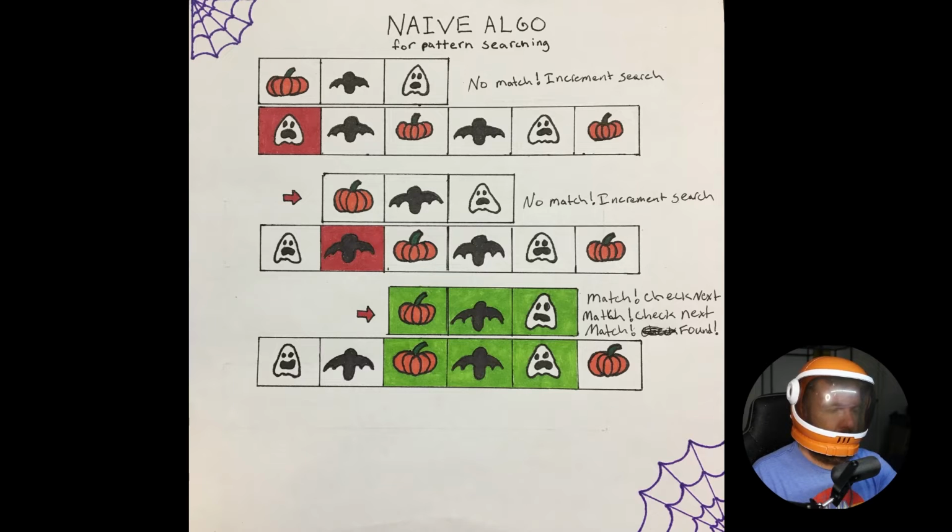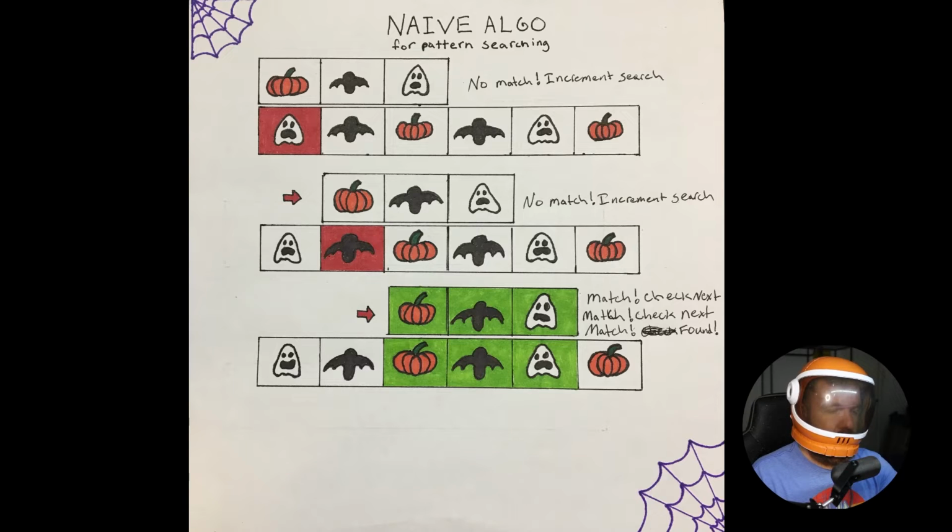So let's move our index over and go down to the next one. Do we have a pumpkin there? Nope, we got a bat. So we're going to move on to our last example here. Do we have a pumpkin? And yes, we have a pumpkin. Now, from there, we're going to start counting our pattern out, and we're going to move on to the next one.